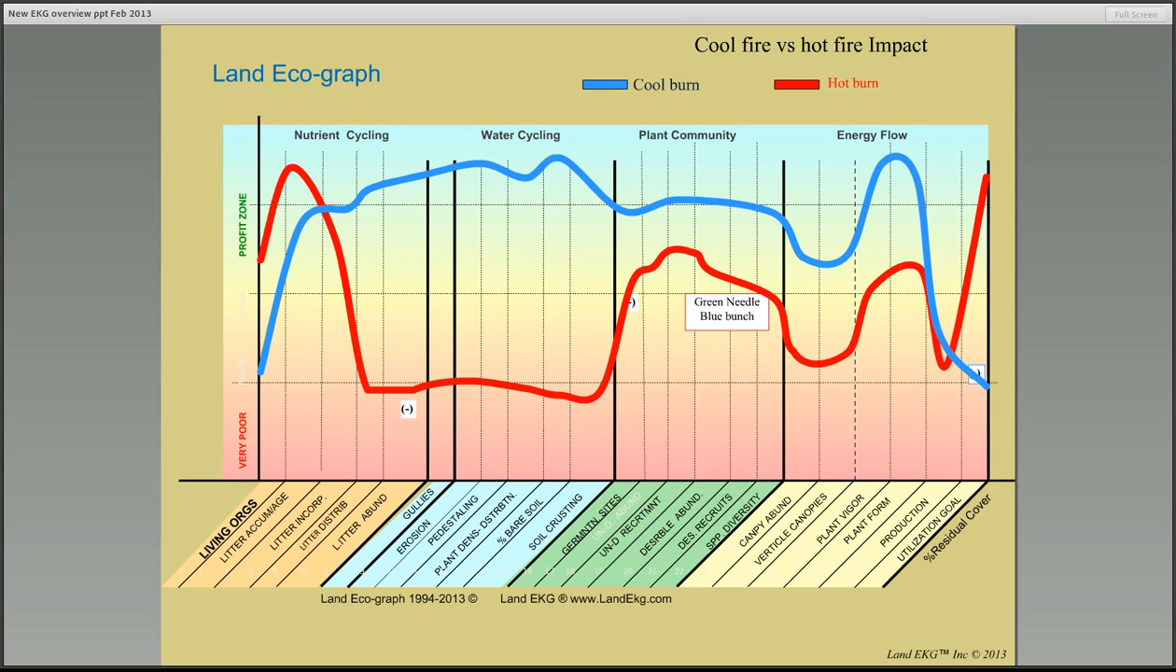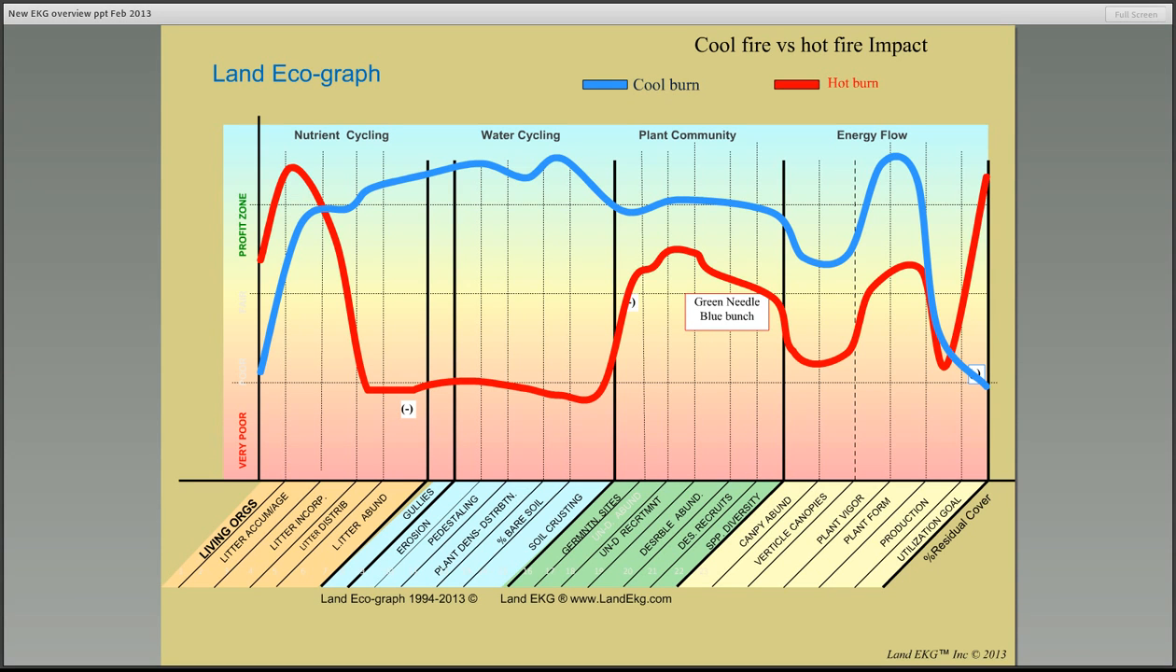And then on this hot fire, you can see that the heat itself scorched the earth to the point that a lot of the litter and everything was removed, which opened and bared the ground, which negatively affected the water cycling. Plant community still had some positive aspects, but still was below what we saw comparatively to the cool season burn. Still, our production was not necessarily as good as we'd liked.